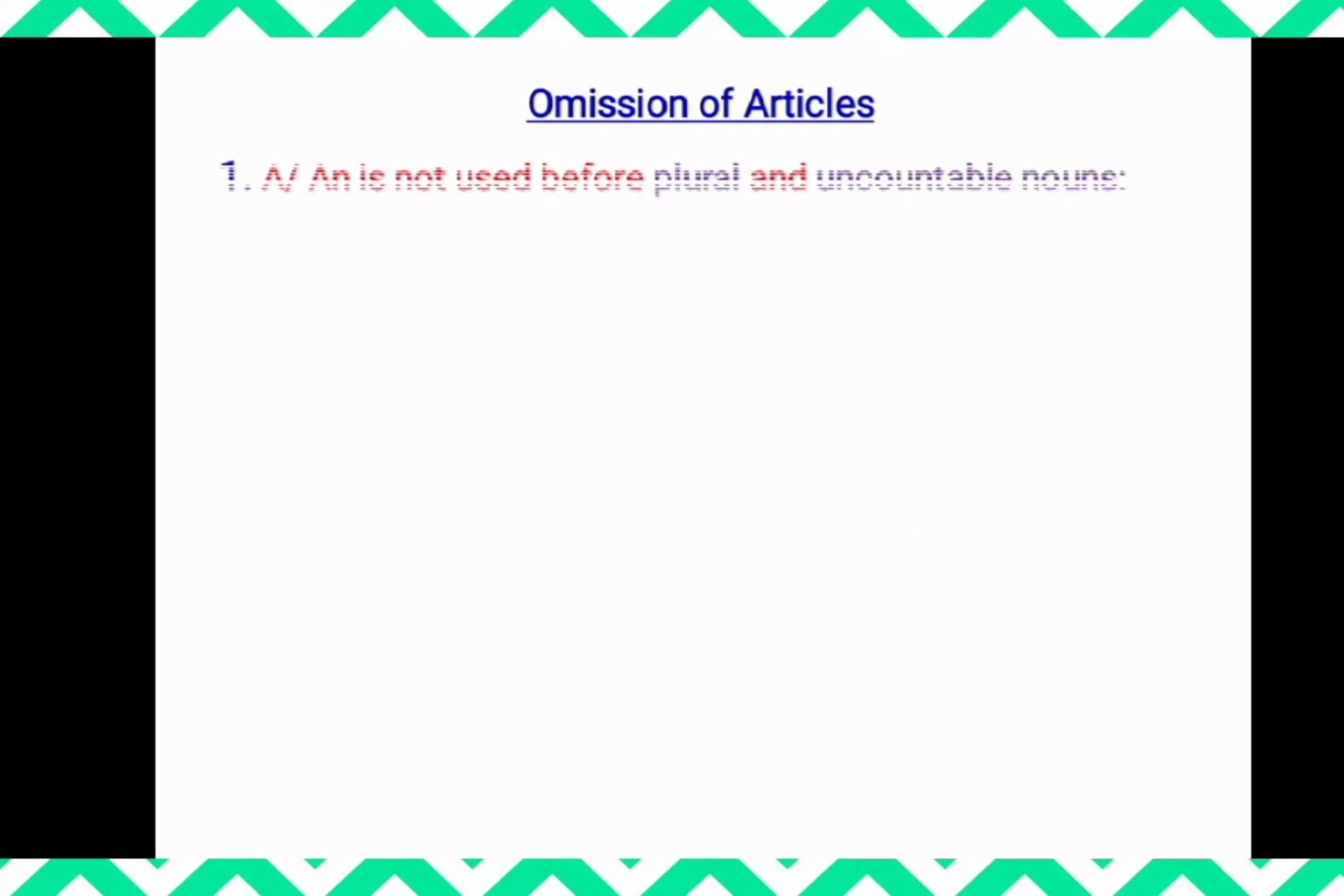Omission of articles, and the first use and the first rule of indefinite article: a, an is not used before plural and uncountable nouns, like dogs, gold, silver, water, dust, etc. These are plural and uncountable nouns in English grammar. In these words we do not use the indefinite articles a, an. That is the first rule and use of indefinite articles.